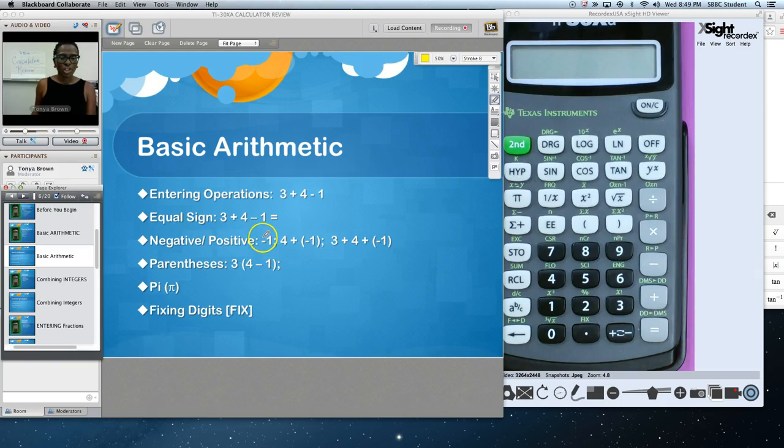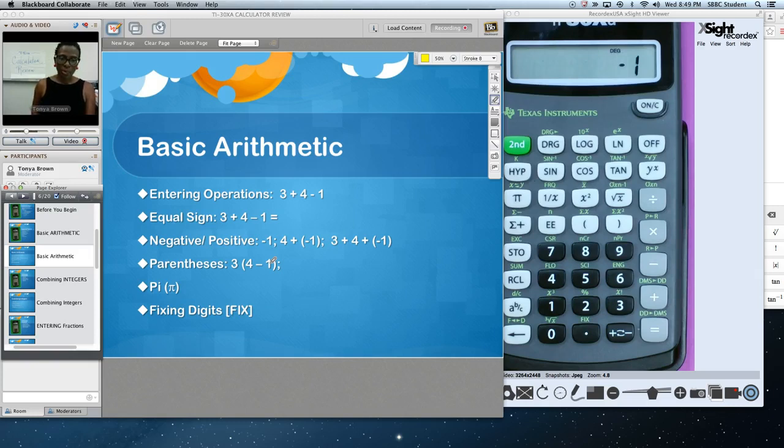So let's enter negative 1. How do we enter negative 1? First, let's turn it on. And then we're going to press a 1 and hit the negative key. And that's how we enter negative 1. All right, let's go ahead and clear that back out.